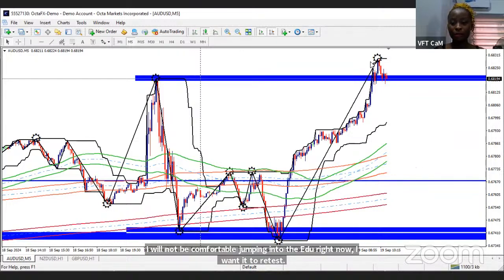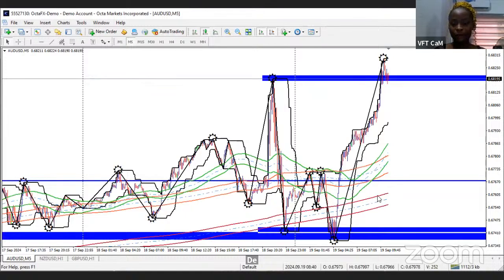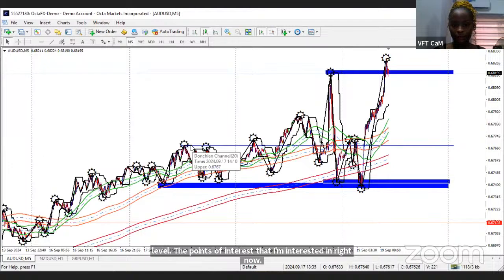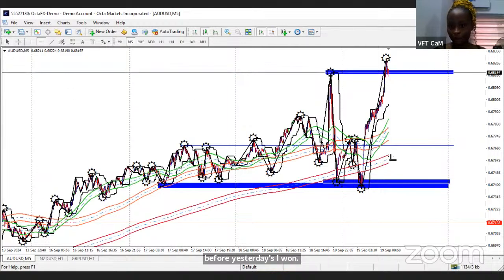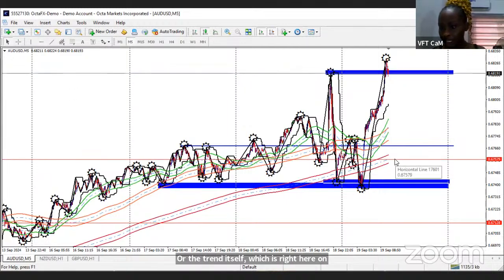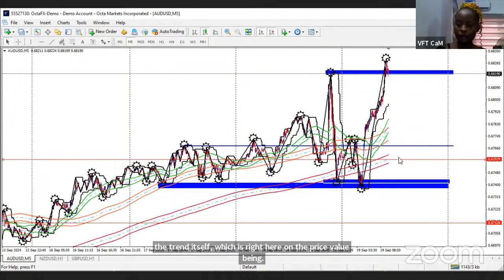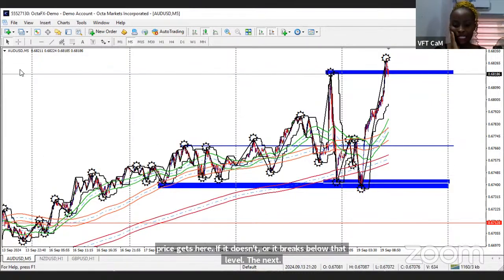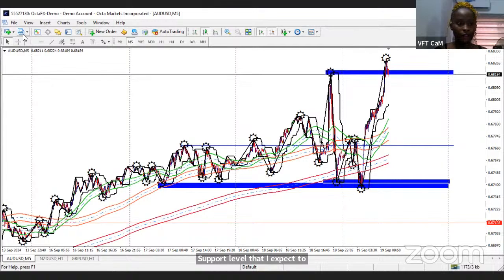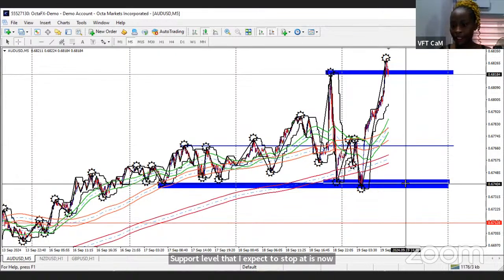So I'm going to be waiting for price to retrace into this level. The point of interest that I'm interested in right now is here. Zoom out a bit. Okay, so I'm waiting for a retest of day before yesterday's high, or the trend itself, which is right here, and the price value being 0.67579, right? Price gets here. If it doesn't, or it breaks below that level, the next support level that I expect AUD USD to stop at is here. So just let me bring this out and get the numbers for you.